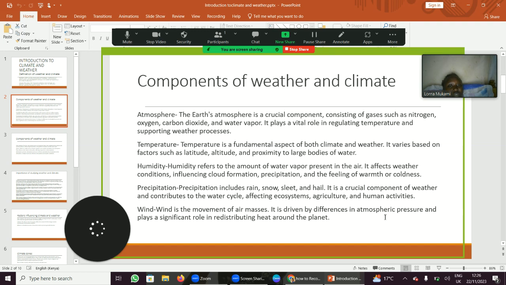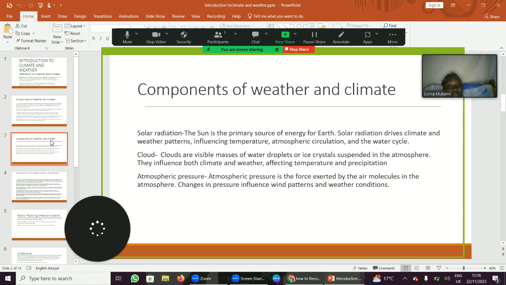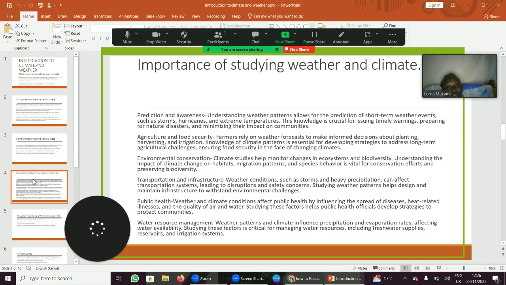Wind is the movement of air masses, which plays a significant role in distributing heat around the planet. Solar radiation is the energy that is produced by the sun, which is influenced by temperature, atmospheric circulation, and the water cycle. There are the clouds, which are masses of water droplets, and atmospheric pressure, which is the force exerted by air molecules in the atmosphere.